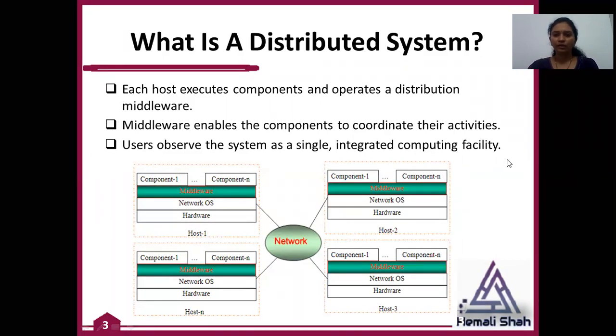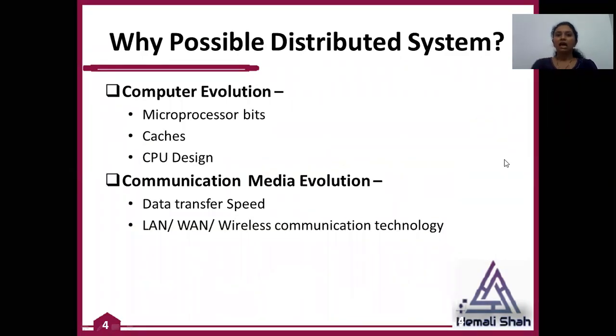Now, next is how a distributed system is possible to implement. What are the reasons that in the current environment we can create a distributed system? The reason behind that is evolution in computers and evolution in communication media. These are the two main reasons why we can implement a distributed system.